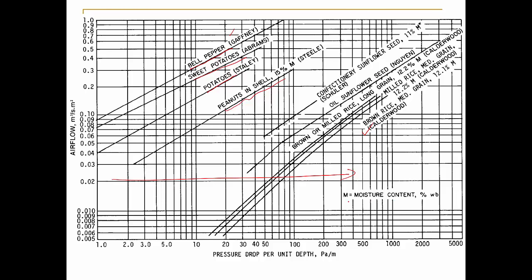And of course, the moisture content of the grain affects it too. They are given on a wet basis. I hope you remember what a wet basis is: the amount of water divided by the total wet weight. If you have a higher moisture content, the grains are going to swell a little bit, right? And that is going to reduce the porosity. When it reduces the porosity, it's going to increase the air resistance.